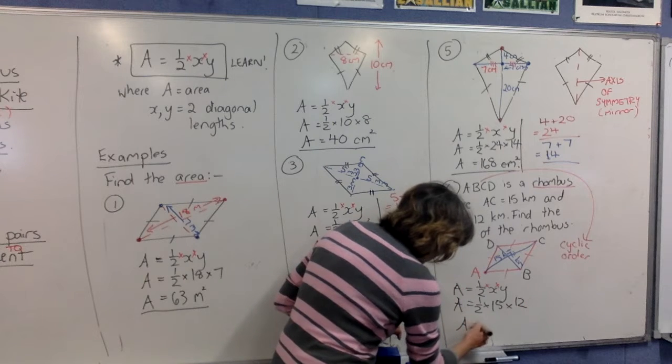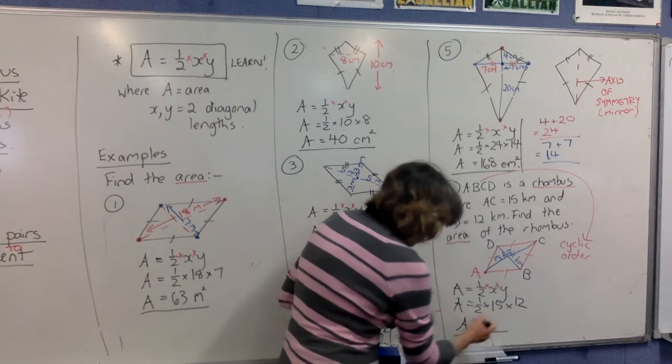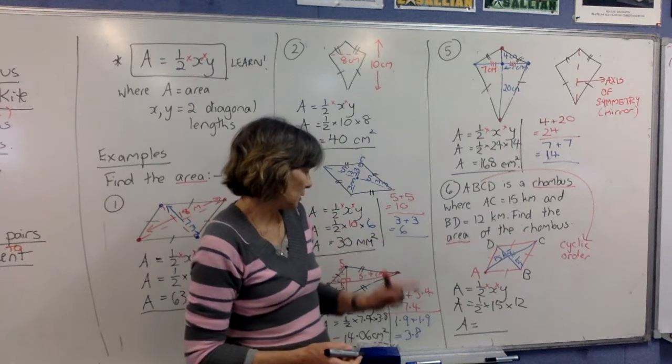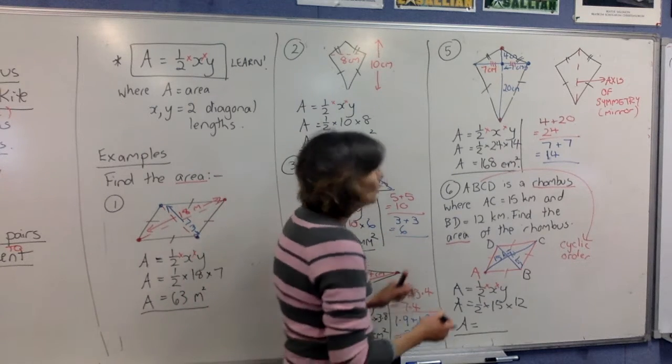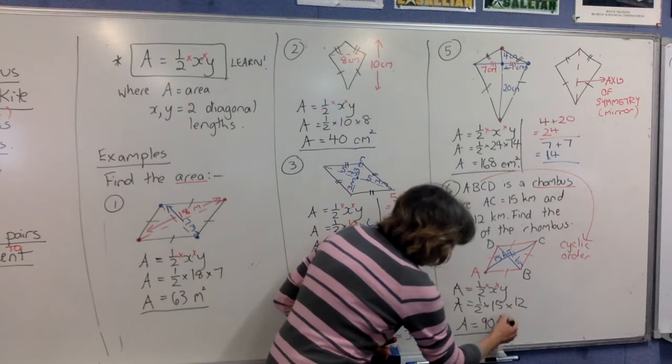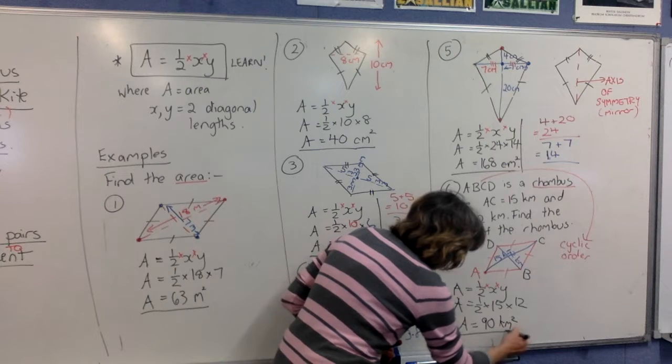And now we're going to our calculator. So we'll do a half times 15 times 12, and you will end up with 90 kilometres squared.